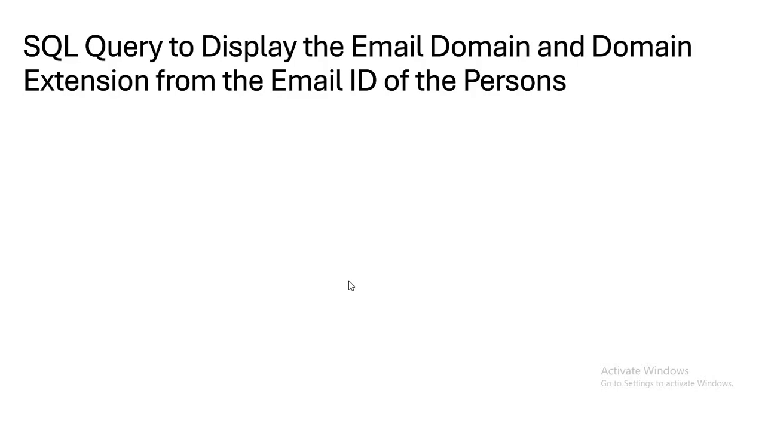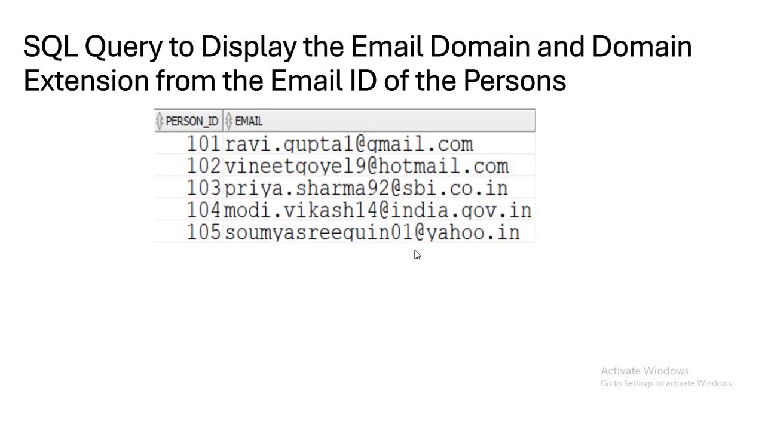Hello everyone, in this video we'll write one SQL query to display the email domain and domain extension from the email ID of different persons. So this is our person email table where we have person ID and email of different persons. Now from this table we have to fetch the email domain and domain extensions.